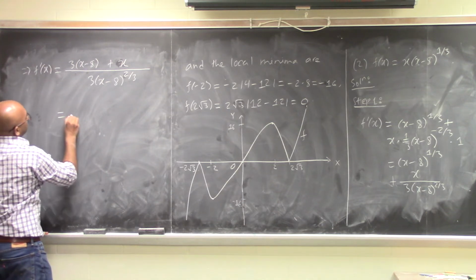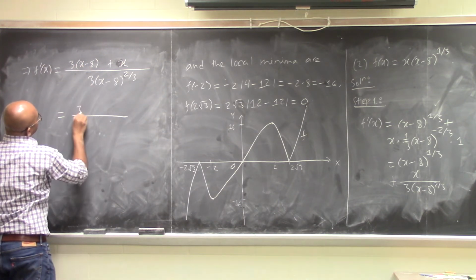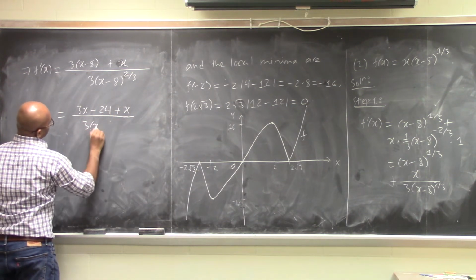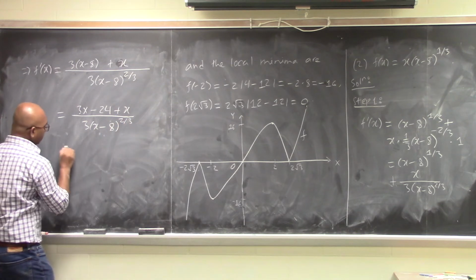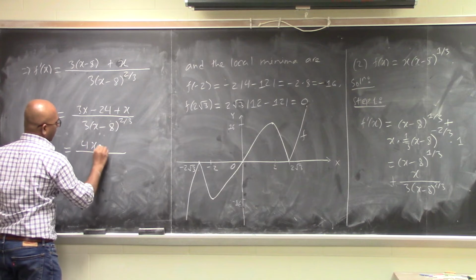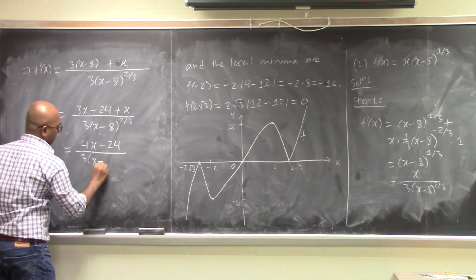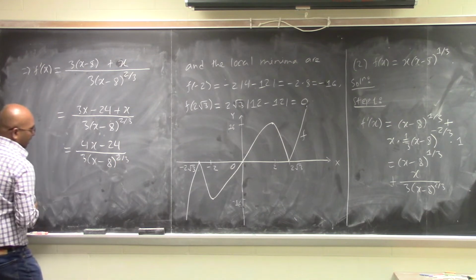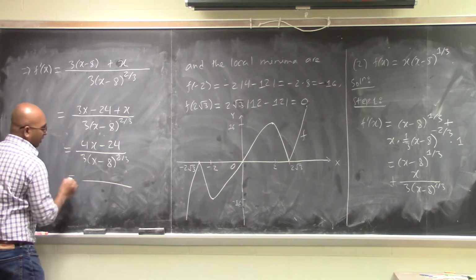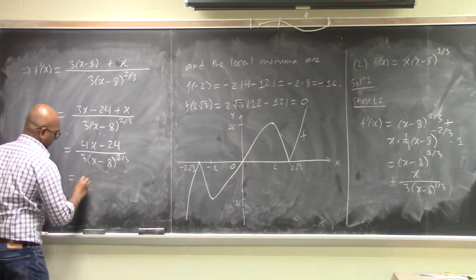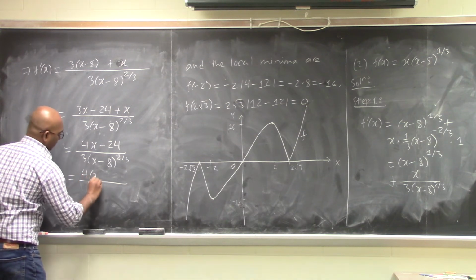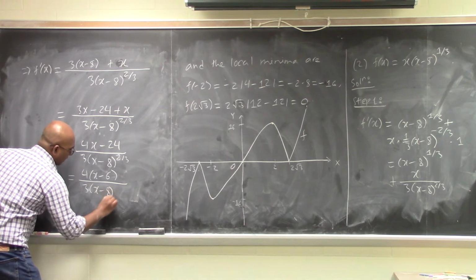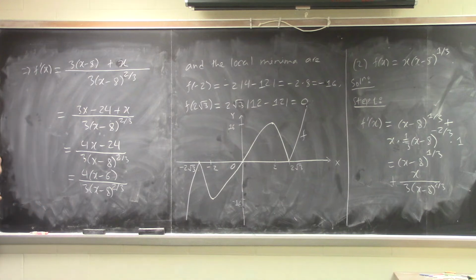Let's simplify this a little bit. So if I distribute, this is going to be 3x minus 24 plus x over 3 times x minus 8 raised to the power 2/3. So this is 4x minus 24 over 3 times x minus 8 to the power 2/3. Okay. All right, I will just do one more thing. I will factor out 4 from here. So I factor out 4, then this is 4 times x minus 6 on top, and at the bottom 3 times x minus 8 raised to the power 2/3. Okay.